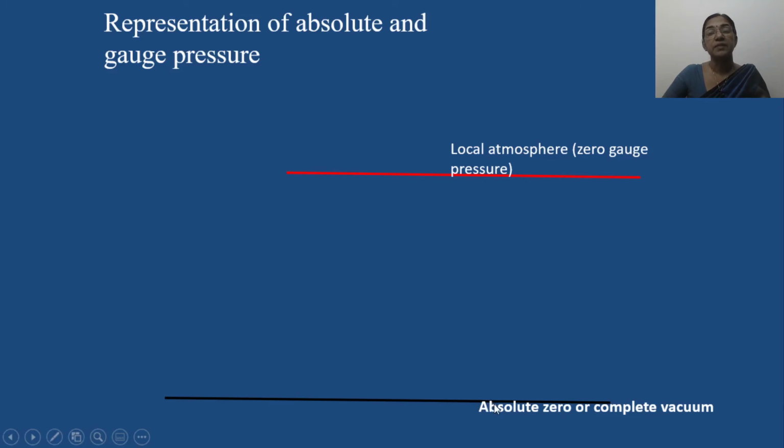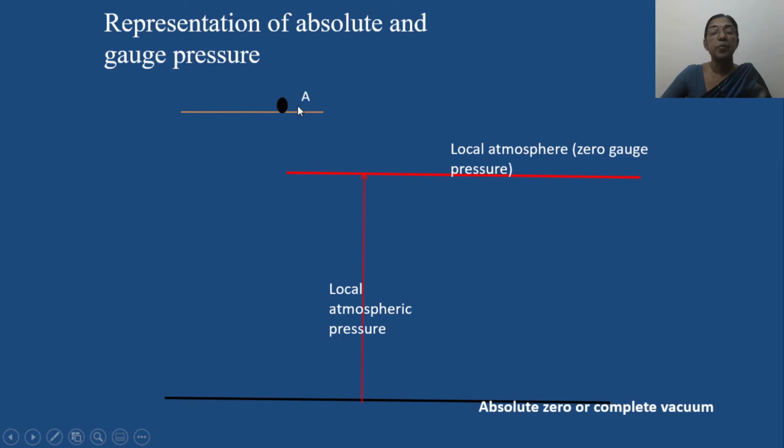All absolute pressures are positive, whereas gauge pressure can be positive or negative. Gauge pressure will be positive if the measured pressure is above atmospheric pressure, and the gauge pressure will be negative if we are measuring the pressure below atmosphere. Local atmospheric pressure is approximately 101.3 kilopascal.